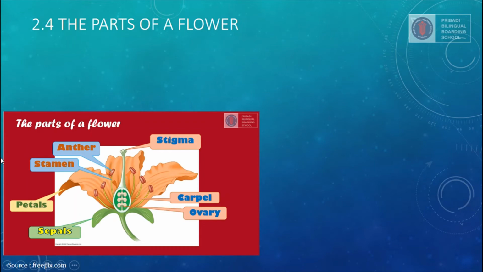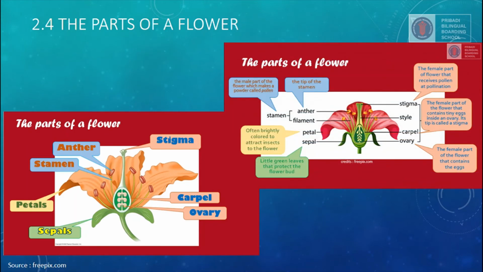So if you see from this picture, from outside there are sepals, the small green leaves, and then there is the petal, usually the colorful one, and then going inside again we have the male parts, anther and stamen, and then going further inside, there's stigma, carpel and ovary, that are the female parts of the flower. And here's the detailed function for each part.